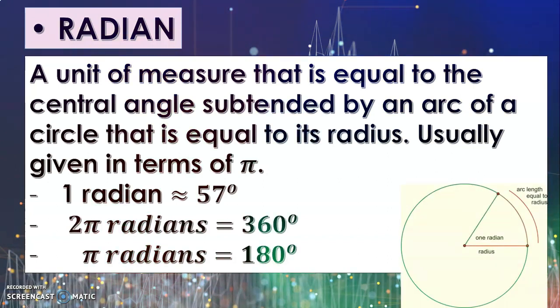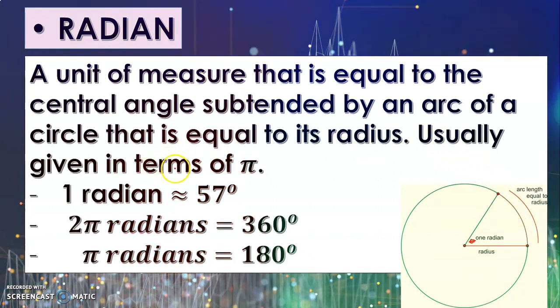So for example, this is the circle, class. Radian is here. So this is the measure of the central angle. If this is the angle here, the radian is equivalent to the radius of this one. So the length of this radius is equal to the length of this arc. Okay, so that is the meaning of the radian.